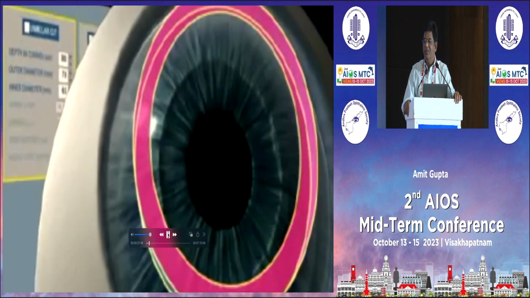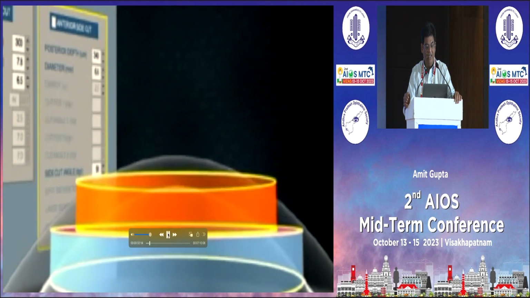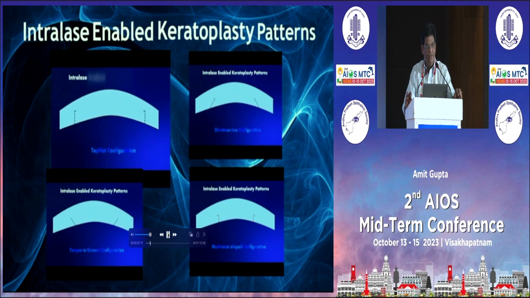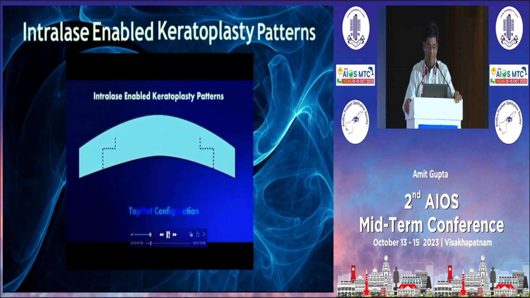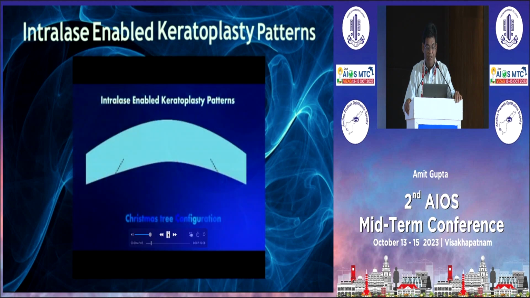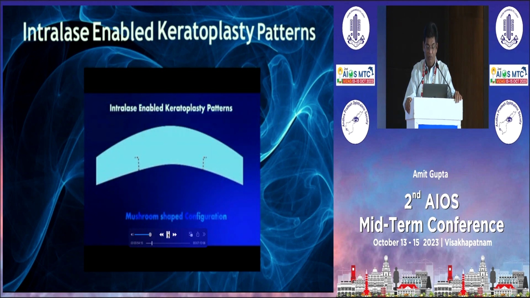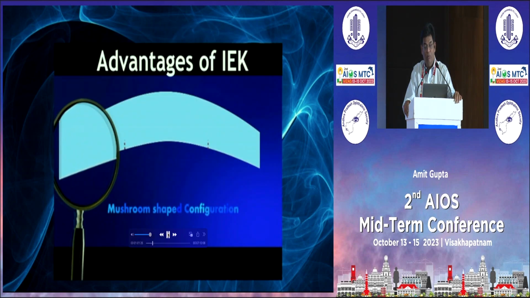the keratoplasty. So basically, we have three cuts at our disposal. One is called the posterior side cut, one is the ring lamellar cut, and the third is the anterior side cut. And once we stack these three cuts together, we can use that to create various patterns. For example, this is the very popular top hat configuration, or we can use it to form a Christmas tree configuration, or there's another configuration known as tongue in groove configuration, or which is my favorite, is the mushroom shaped configuration, right?